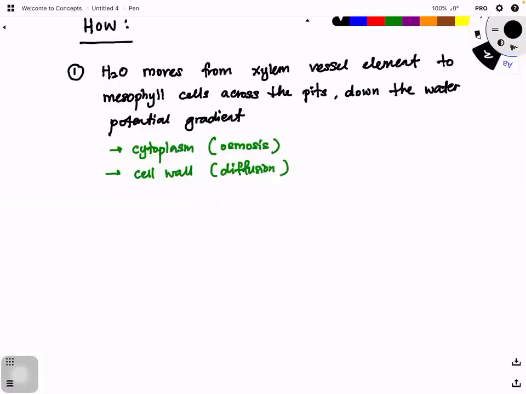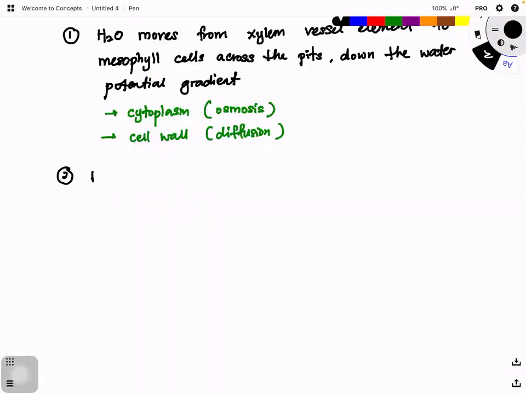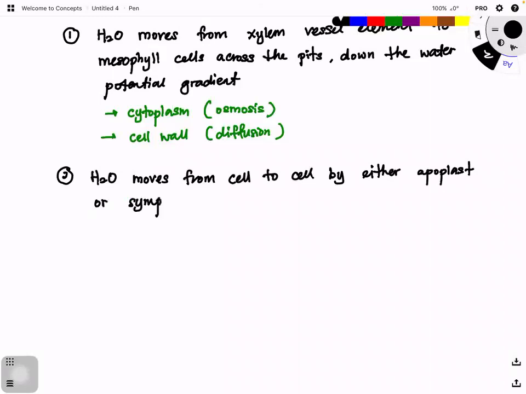so number two. Water molecules move after that, from cell to cells, from mesophyll cell to another mesophyll cell. So I put it simply, from cell to cells to another cells by either apoplast or symplast pathway in general. Okay, you have to write this. So water molecules now move from cell to cells after they come out from vessel elements, from mesophyll cell to mesophyll cells by either apoplast or symplast pathway.